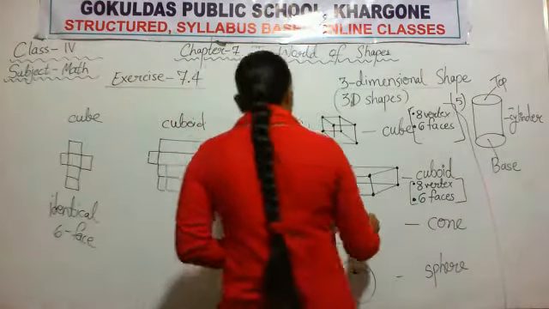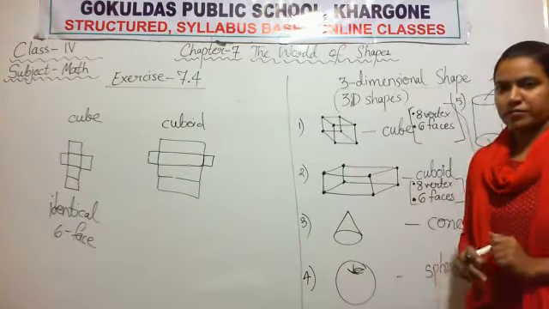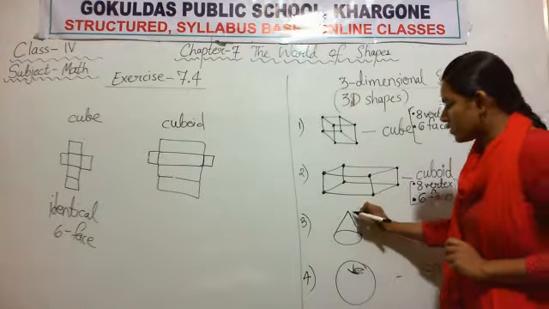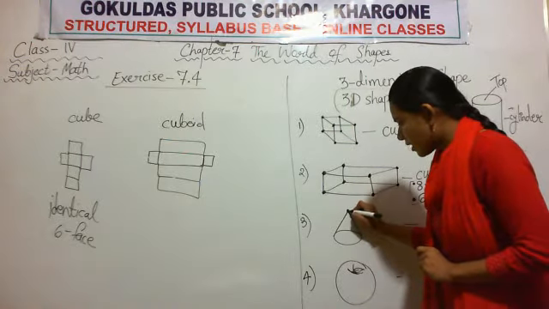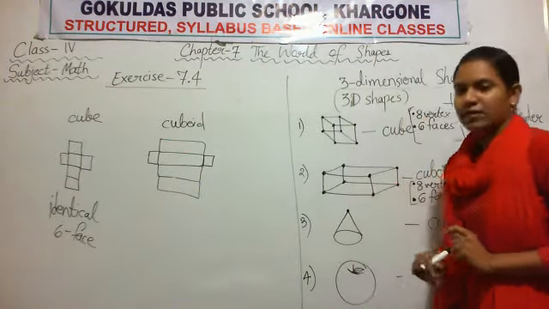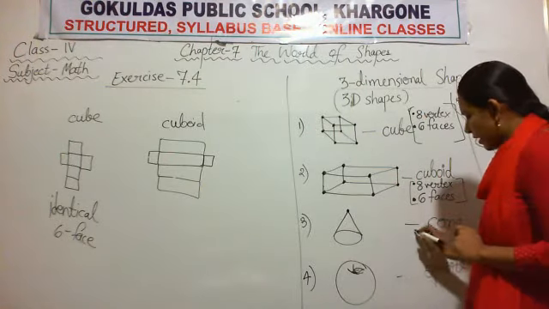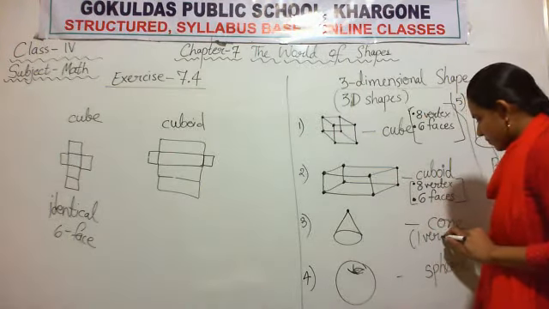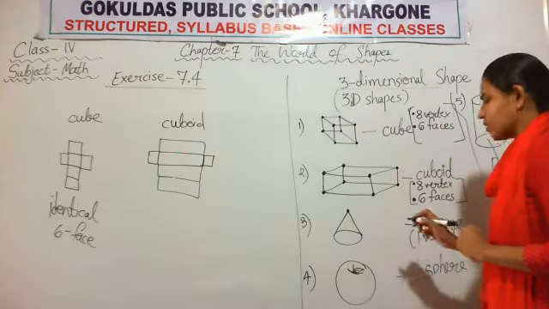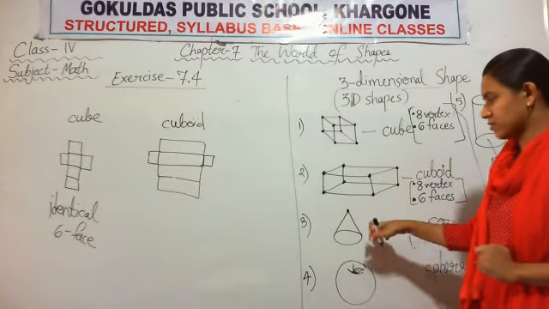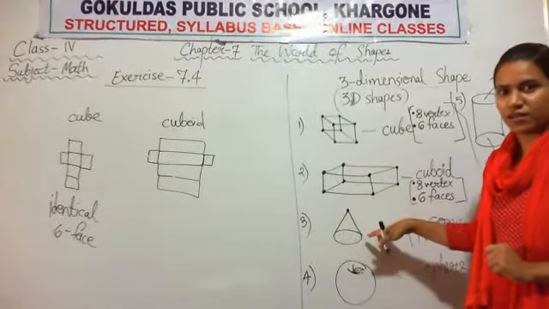Now let us discuss cone. In cone it has only one vertex, right? Meeting point of 2 lines is known as vertex, so it has only one vertex. Cone has only one vertex, only one meeting point is there.